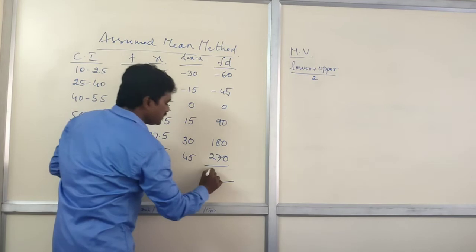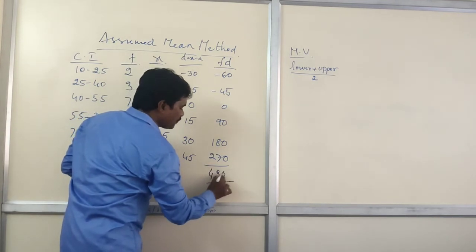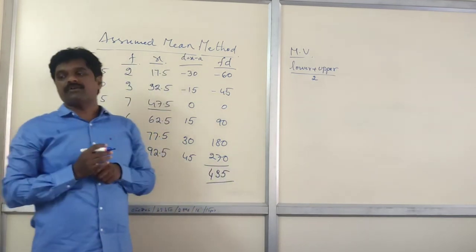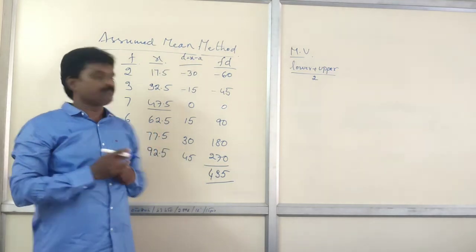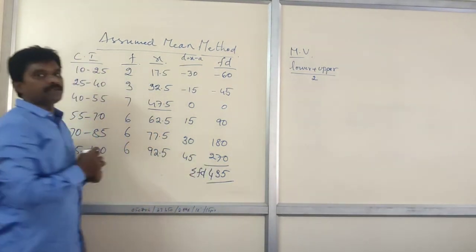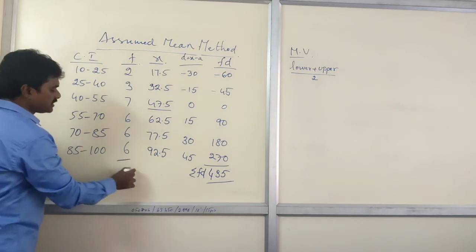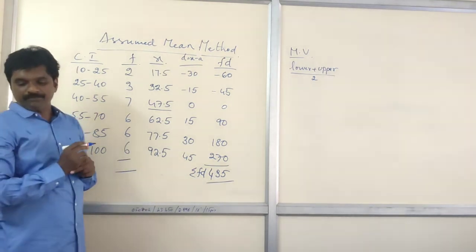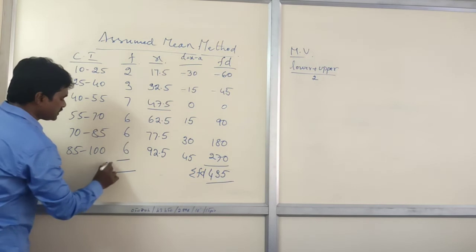You will get an answer of 435. This is called sigma FD, and this is sigma F. Is it clear? So this is sigma F.